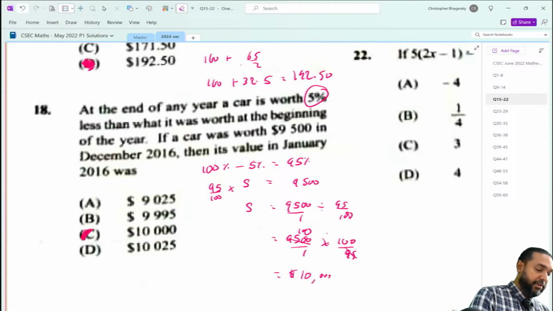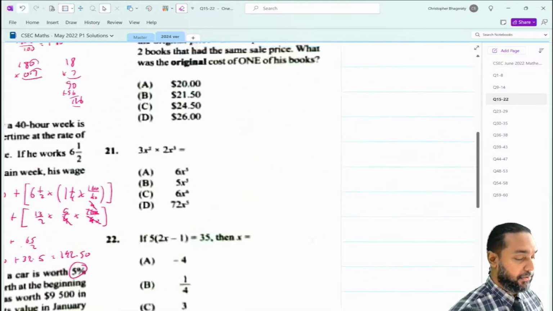All right, let me just see if I can make it through to 20, so we would have finished 1/3 of the paper in about half an hour.